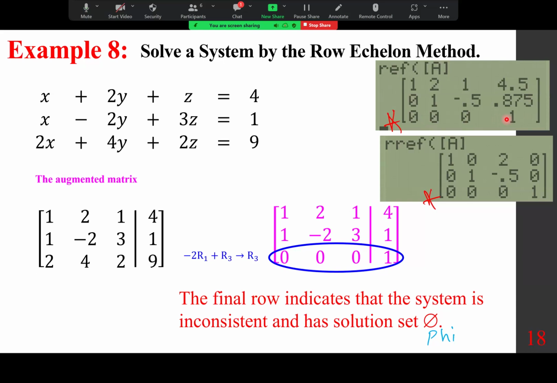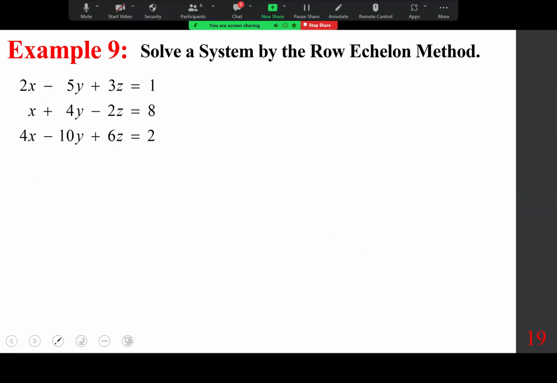So hopefully we are comfortable with technology. That's not a big deal. What about this one? We want to write the augmented matrix again. So let's write down 2, 1, 4, minus 5, 4, minus 10, 3, negative 2, 6, 1, 8, 2.